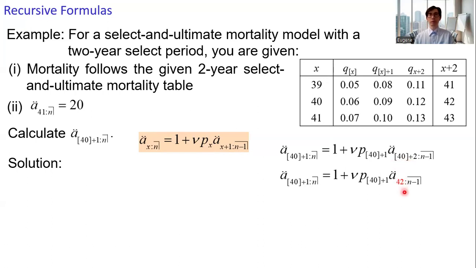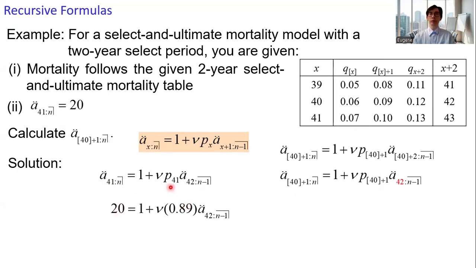And then for the standard life, ä_41:n, we have this recursive formula. And then we can start to do the substitution. All right, so we have 20 for this notation. And then p_41, the ultimate probability. q_41 is 0.11, so p_41 is 1 minus that. We have 0.89.